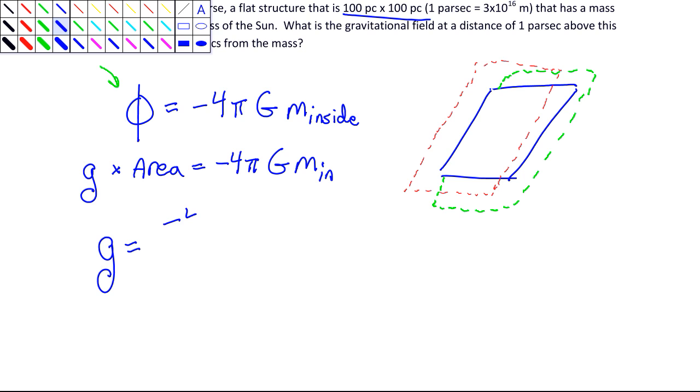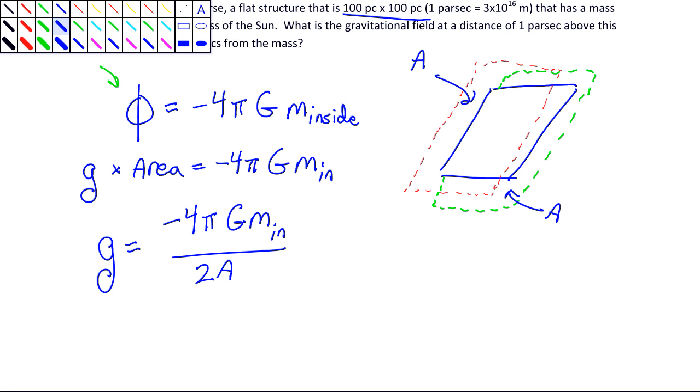So this is negative 4 pi G times the mass that's inside my Gaussian surface, which is the total mass of the object, divided by the area, which in this case is going to be twice the area of the sheet. This sheet has an area A, this sheet has an area A, so my Gaussian surface has a total area of 2A. We derived this in class, and this is for a sheet. It's different if it's a sphere, it's different if it's a cylinder, and both of those were in your notes, so you should be aware of all of them.